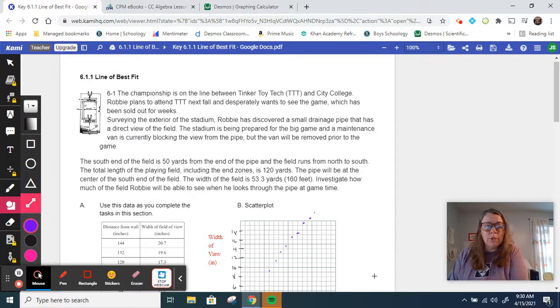Hi, algebra students. Today we're going to talk about 6-11, which is the line of best fit. So let's first read this problem, 6-1.